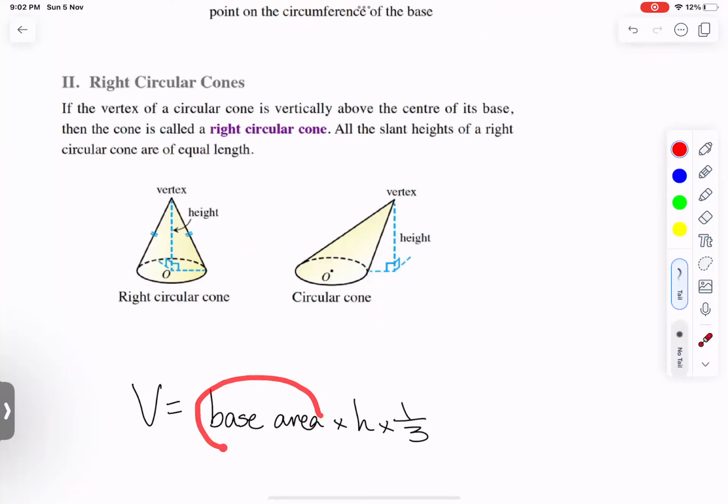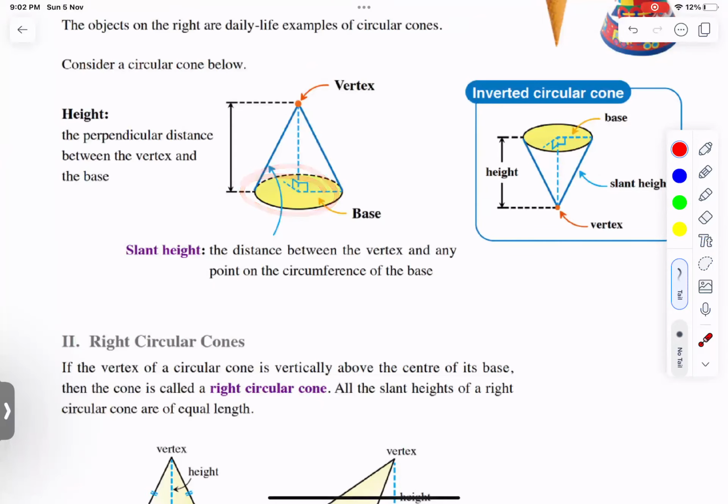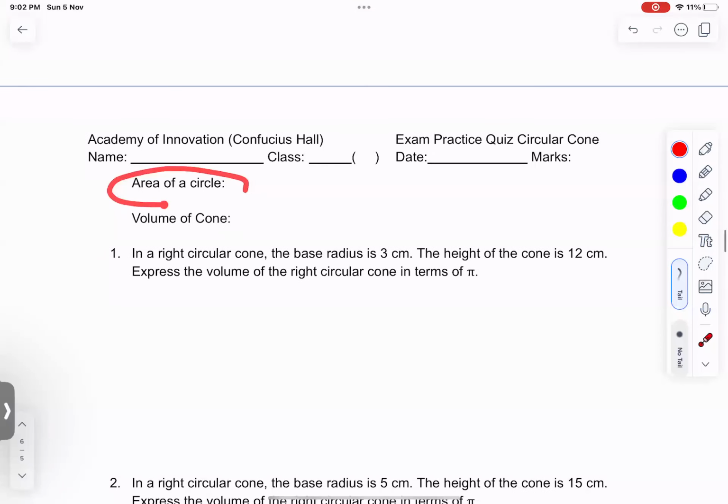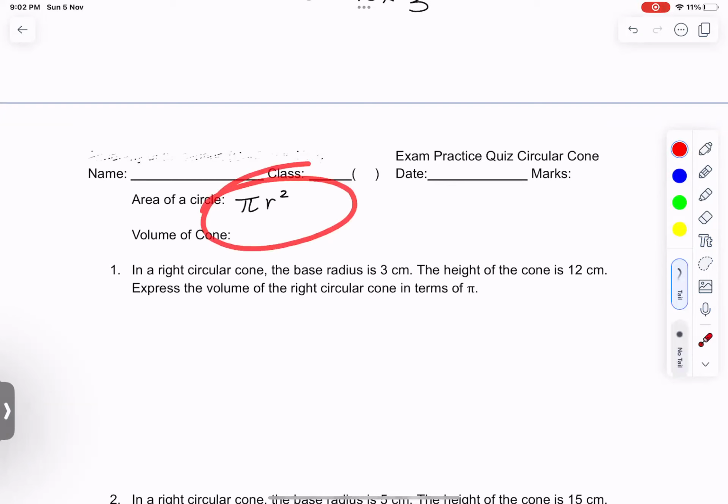Just be careful. This time your base is a circle. Then can we know how to find the area of a circle? Do you know how to find area of a circle? Nope. Then you find that first. Area of a circle is basically pi r squared. You can click that in the calculator, but usually the question will ask you not to click. So area of circle is pi r squared.